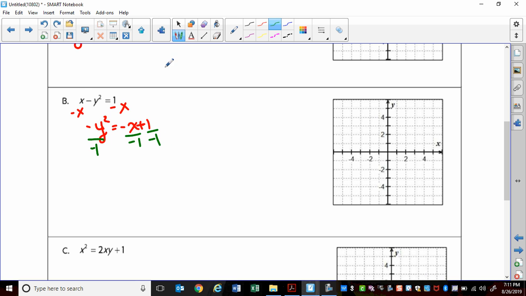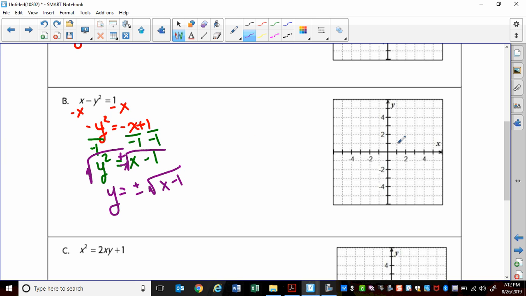And every single thing has to be divided by negative 1. So I get y squared equals x minus 1. And then I actually have to take the square root of this. But remember, whenever you take the square root of something, we always have to do plus and minus. So this is y equals plus and minus the square root of x minus 1.